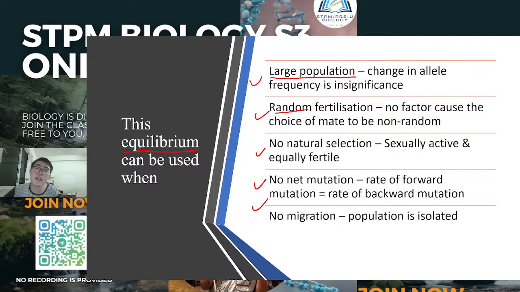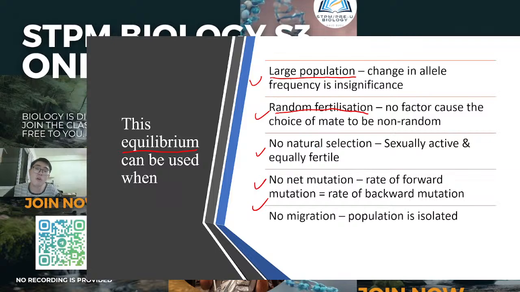Next is random fertilization, so no factor causes the choice of mate to be non-random. Meaning that in one population, fertilization occurs randomly. It is not chosen; it is not people making choices. This is called random fertilization, so no factor causes the choice of mate to be non-random.